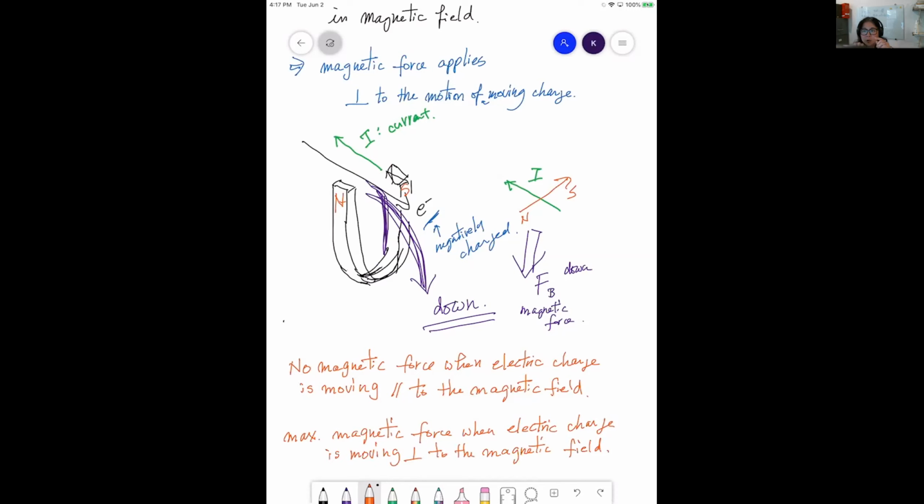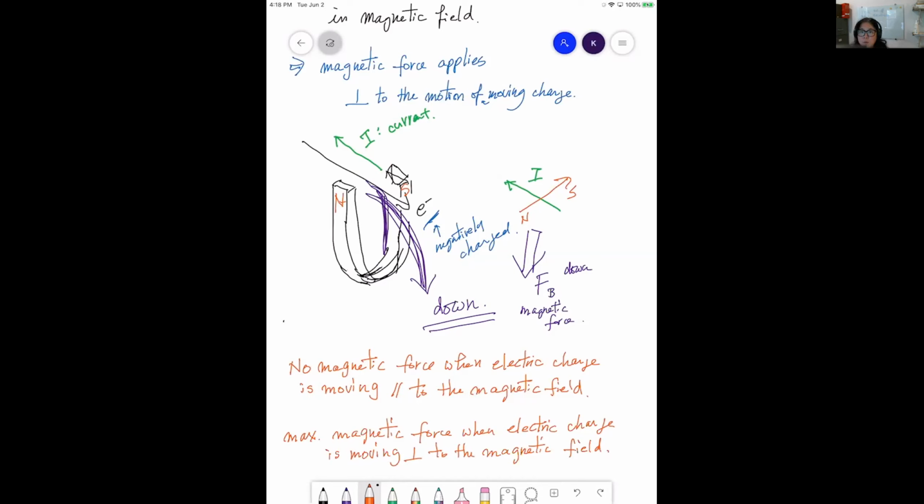So any component. Let's say you have an arbitrary angle, like this. Only this part that's perpendicular to the magnetic field is what's going to feel the magnetic force. All the components that are parallel in this direction will feel no magnetic force. So only this part of the motion relative to the magnetic field feels the force.